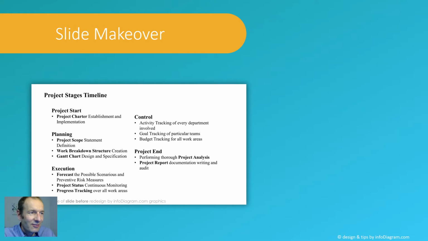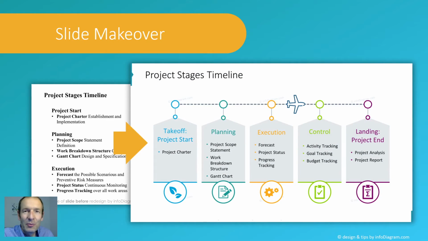So let's have a look at this slide. I'll be showing you the redesign process of changing this text slide into something more visual. It is a flow timeline, or flow chart, of the stages of the project.